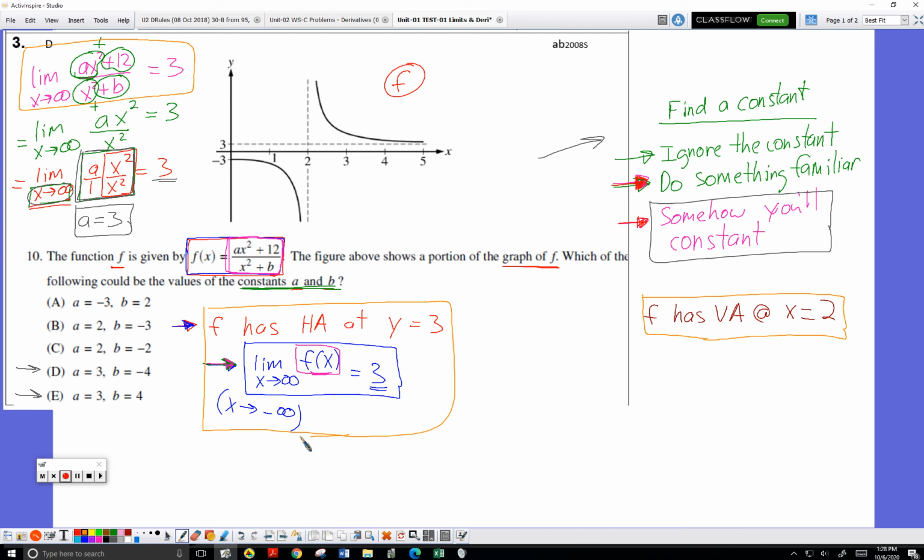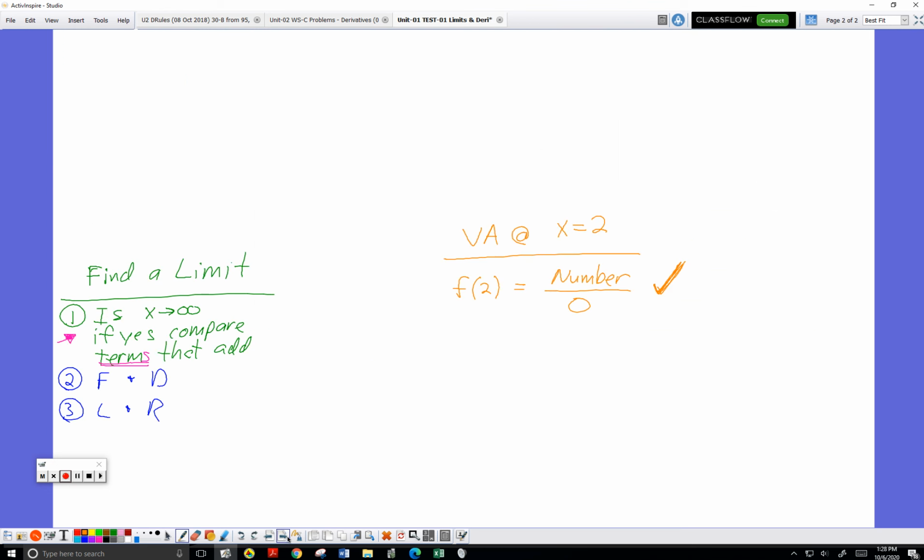Limit at x approaches 2 points, but no worries. The horizontal asymptote, yeah, I don't really see a connection with limits. Like I saw the asymptote. I remembered my flashcard that said, hey, if there's a vertical asymptote at x equal 2, then the value of the function at x equal 2 will have to be some number over 0.